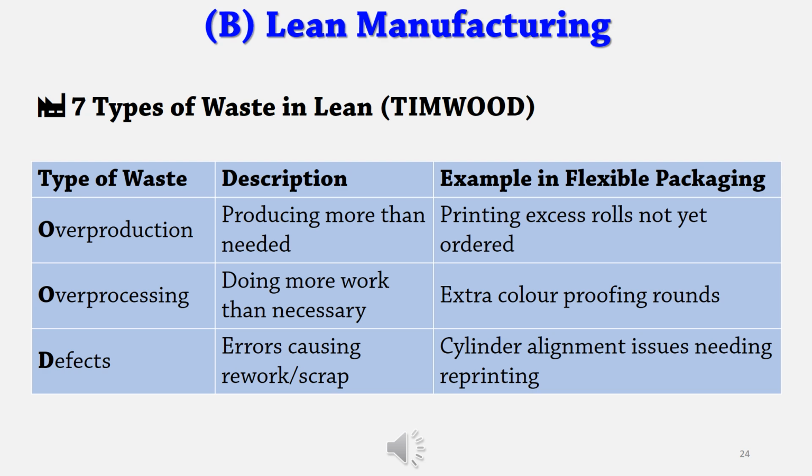Another O means overprocessing, doing more work than necessary. Extra color proofing round should be avoided. D means defects, errors causing rework and scrap. Cylinder alignment issues needing reprinting should be avoided.